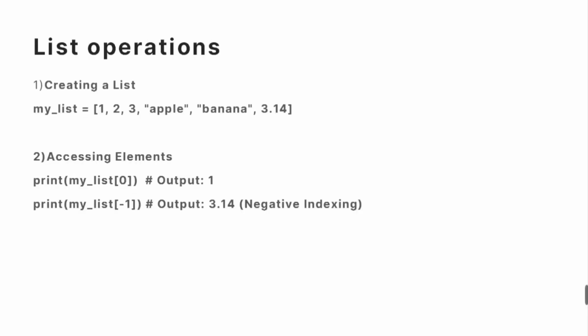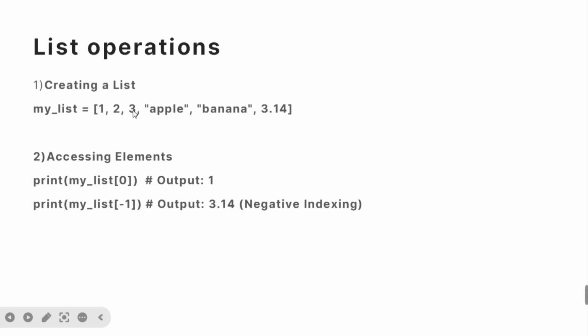Now we are going to see the main list operations in Python with respect to the list. First we are going to see creating a list. The list is created with square brackets. Here I am assigning the list name as my_list, and I am going to create the list consisting of these elements: 1, 2, 3, apple, banana and 3.14.